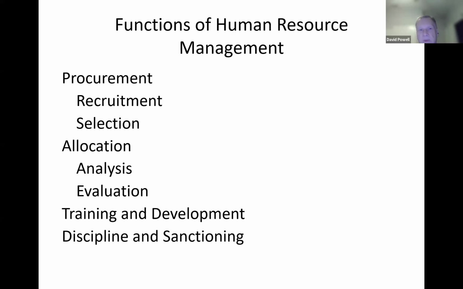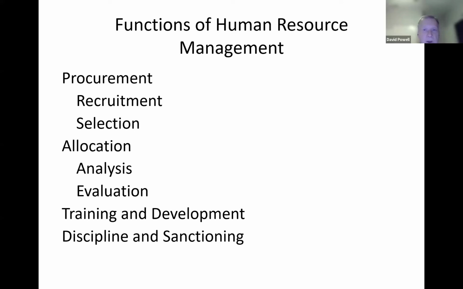Staffing is procurement. Once you have procured the resources, you've gotten people into your organization, then you must allocate and divide up the work among people within your organization. Max Weber told us how important division of labor was in his idealized bureaucracy. So the second main function is, how do we divide up this work? How do we allocate this work throughout our organization?